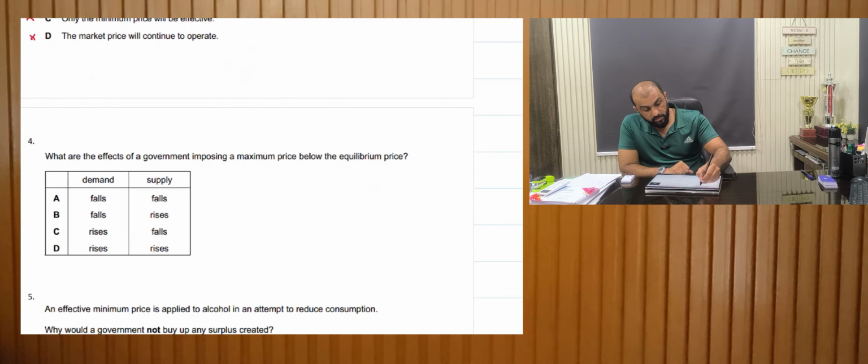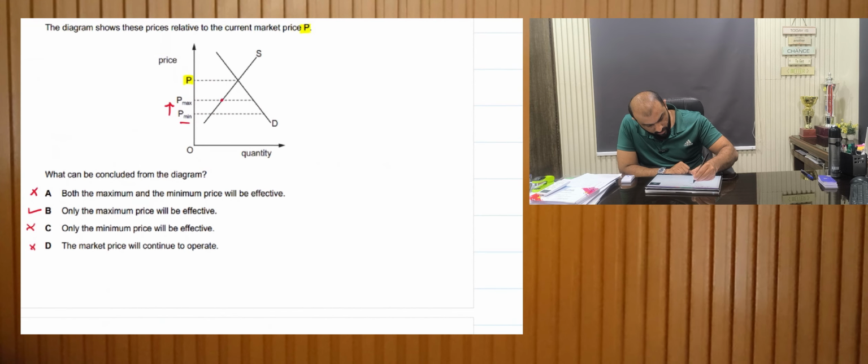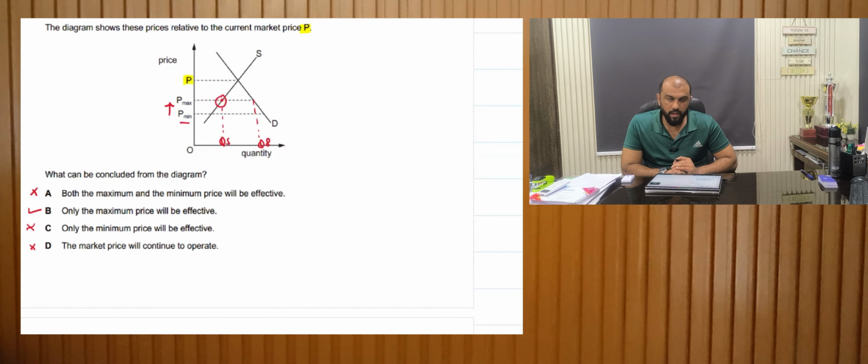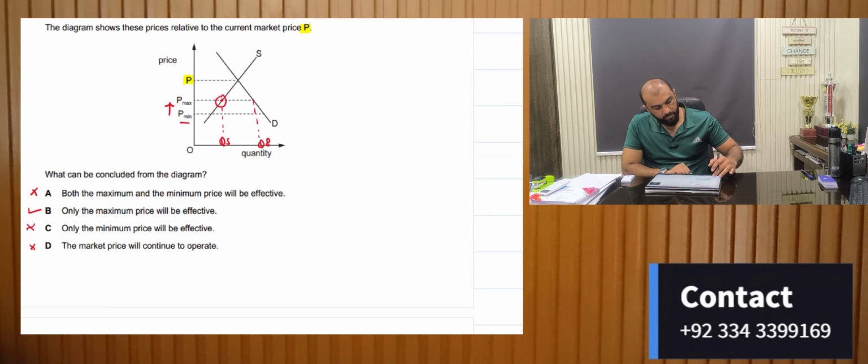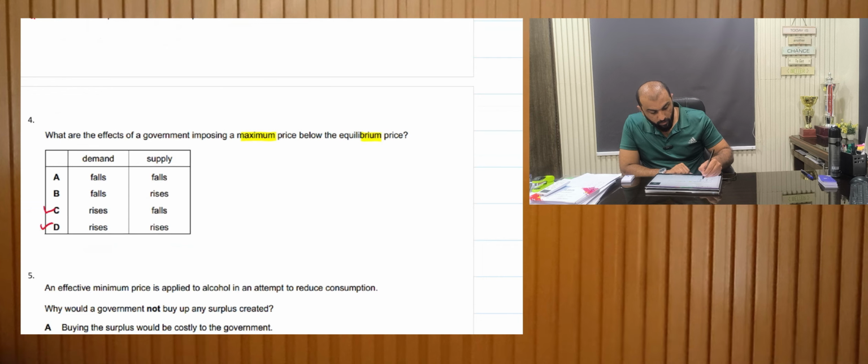What are the effects of the government imposing a maximum price below the equilibrium? If maximum prices are imposed below the equilibrium, let's look at this example. This is my quantity supplied and this is my quantity demanded. Hence, the demand would be greater and the supply would be less. In other words, we can say that there would be a shortage in the market. So let's look at the options. The demand would rise, so C or D is correct, and the supply would fall. Hence, only C is correct and D is incorrect. Right?